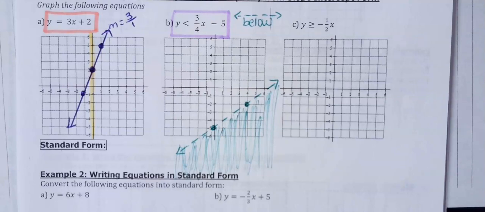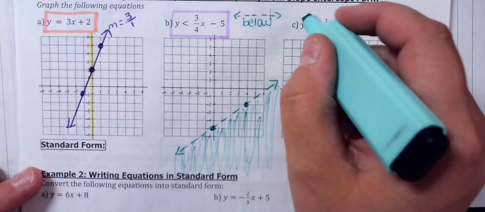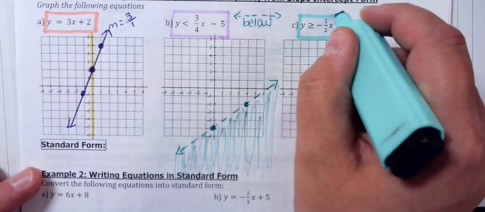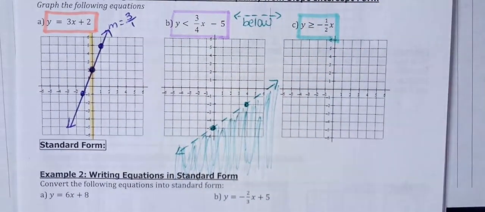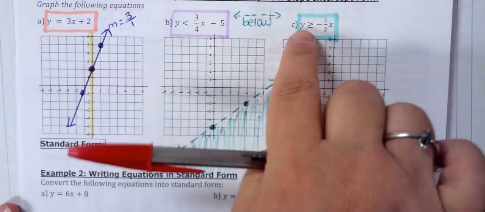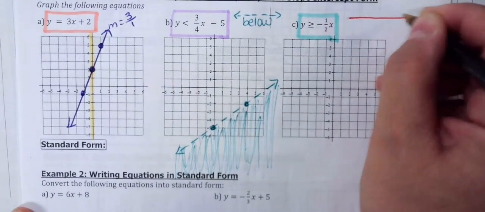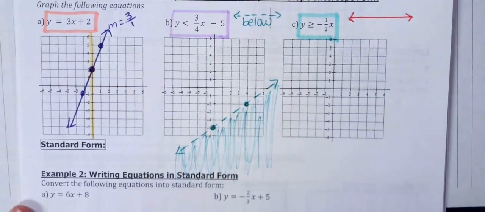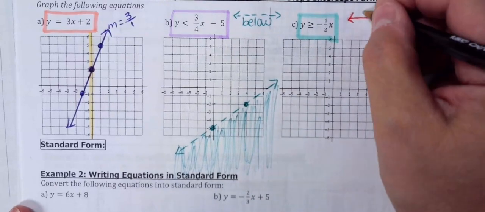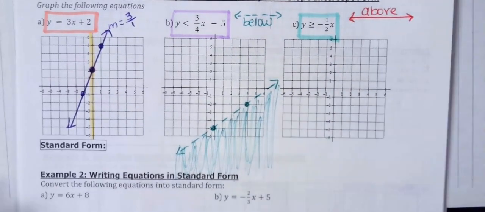Okay, now I have one more, and this one's kind of weird. So I've got y is greater than or equal to negative 1/2 x. Let me just ask you first, should this be a solid line or a dashed line? Solid. I always remember if you see it, it's solid. So if your inequality symbol is underlined, then you're going to have a solid line. This just means all the points on the line are going to be included in our solution. And greater than, we're just going to shade above the solid line when we graph it.